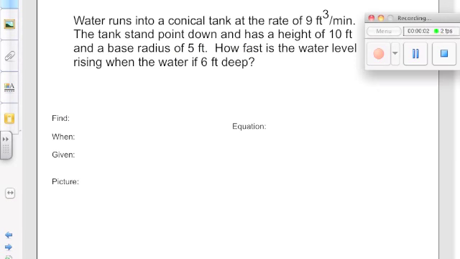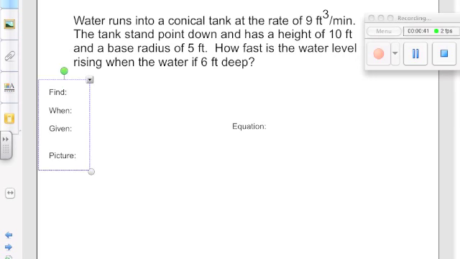Okay, so here's our last example. It's a little more difficult, but we are still kind of using the idea of triangles, except now it's a 3D figure, and we will be looking at volume. The water runs into a conical tank at the rate of 9 feet cubed per minute. The tank stands point down and has a height of 10 feet and a base of radius 5 feet. How fast is the water level rising when the water is 6 feet deep?